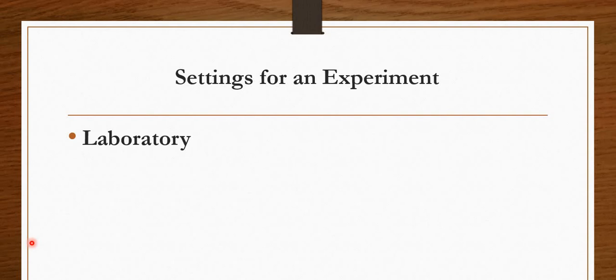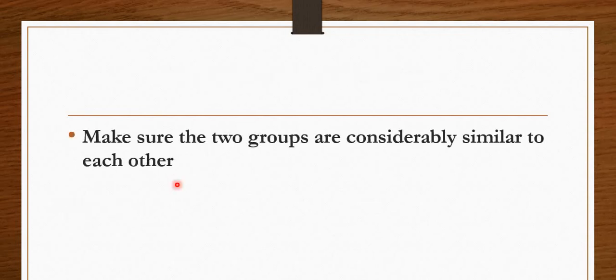So the settings for an experiment might be in a laboratory or in the field, depending on our discipline. We have to make sure that the two groups that we are comparing are considerably similar to each other so that the process of the experiment will not be affected by other things, and we shall learn more about experiments in our research classes.